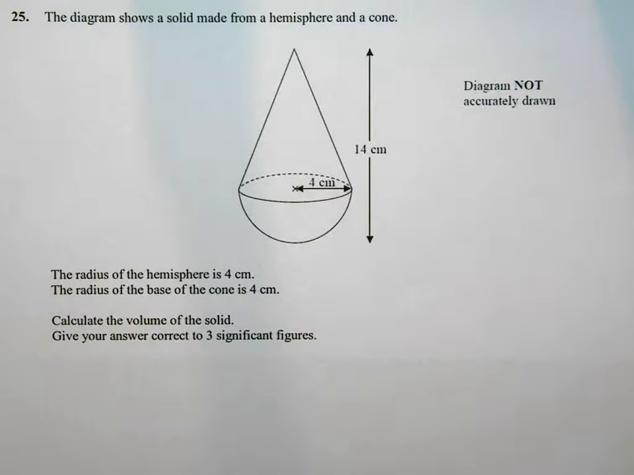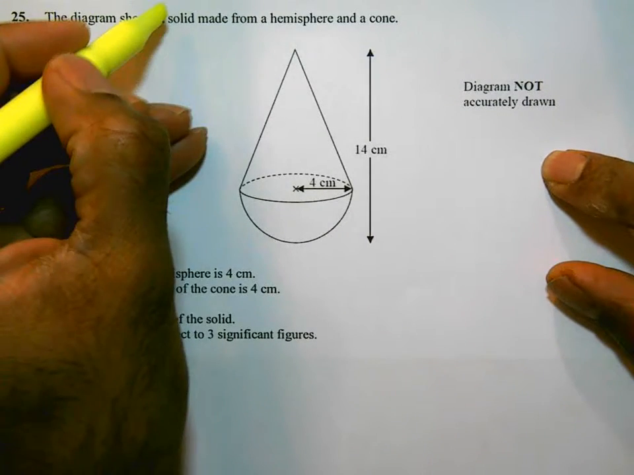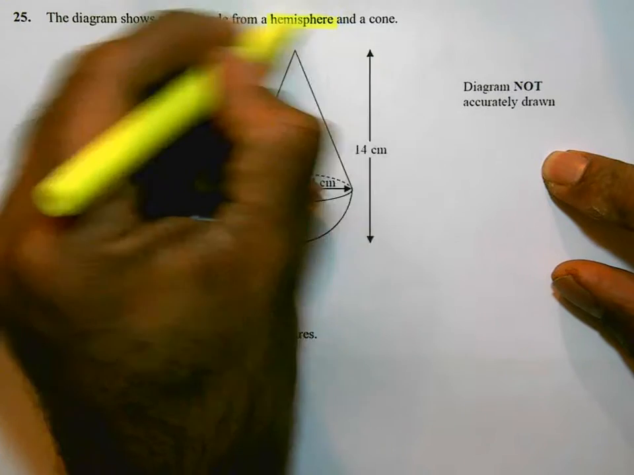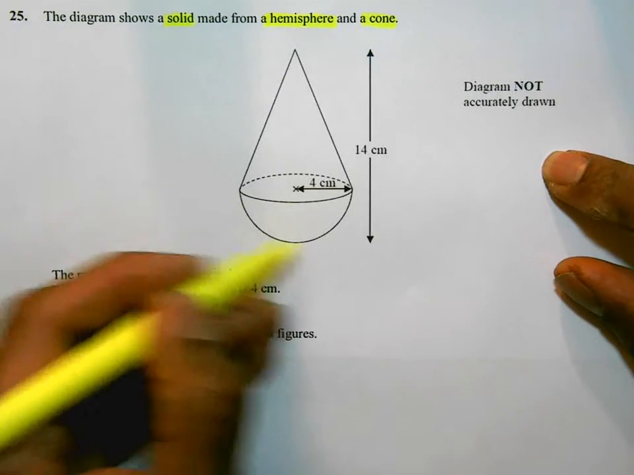This is question number 25 on the June 2014 calculator paper. Okay, let's just have a look at the question. The question says, the diagram shows a solid made from a hemisphere and a cone. So we have a hemisphere, which is half of a sphere, and a cone at the top.